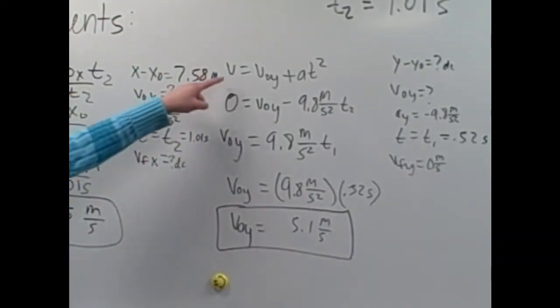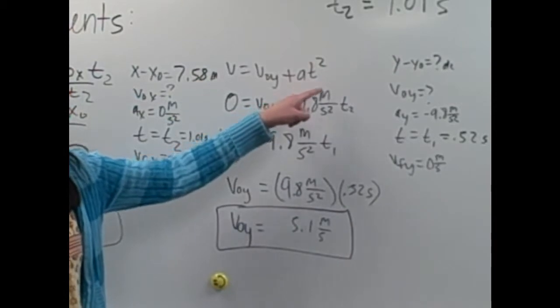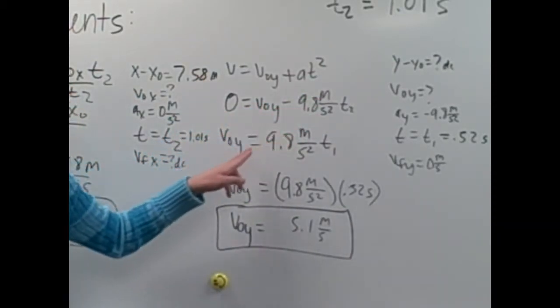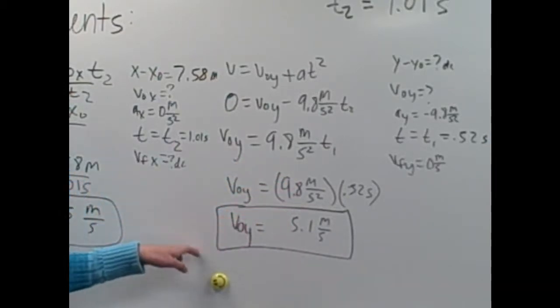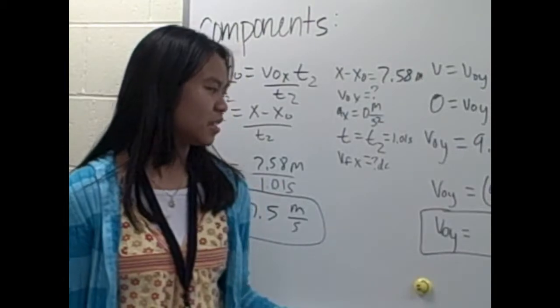And then so we use v equals v0y plus acceleration times t. You plug in your numbers and derive it, and then you get 5.1 meters per second as your answer for v0y.